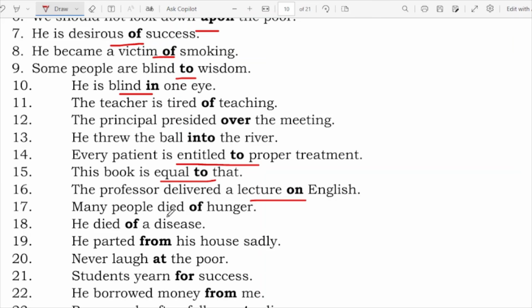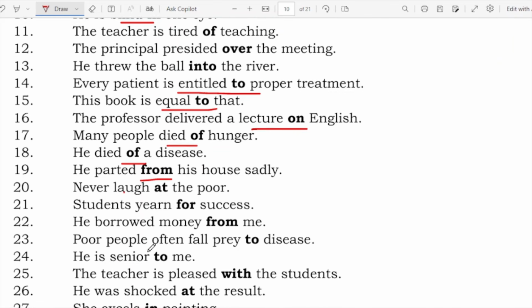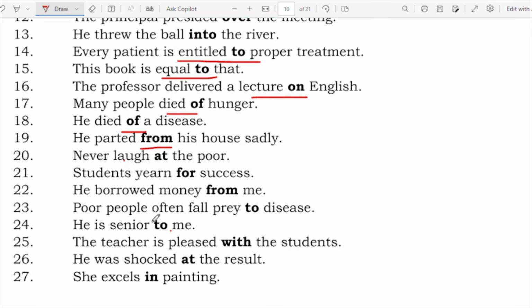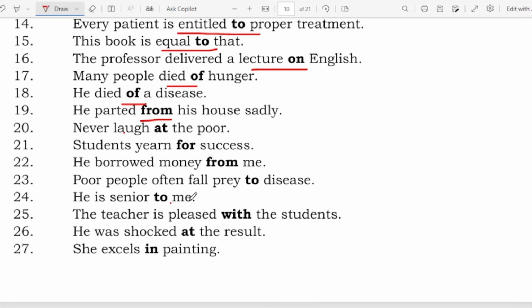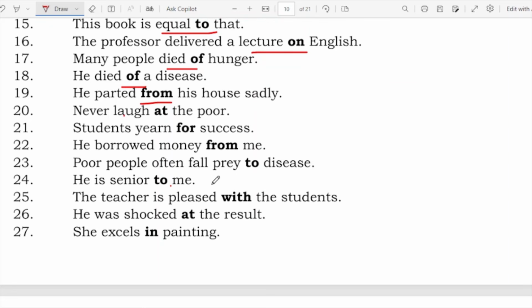Many people died of hunger. He died of disease. He parted from his house sadly. When we say parted with, that is a physical body, but when we have a human being, you use parted from. Never laugh at. Students yearn for success, and borrowed money from me. Poor people often fall prey to. Again, victim to and prey to. He is senior to me. Don't use than over here. The preposition used is to. The teacher is pleased with the students.